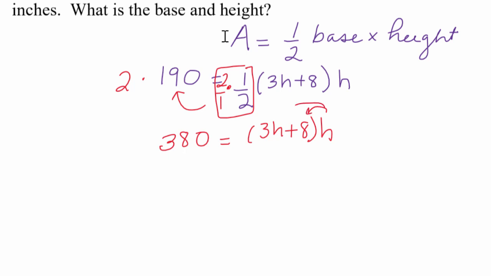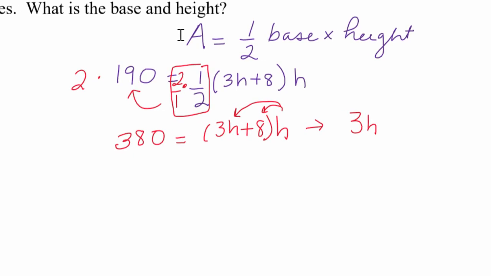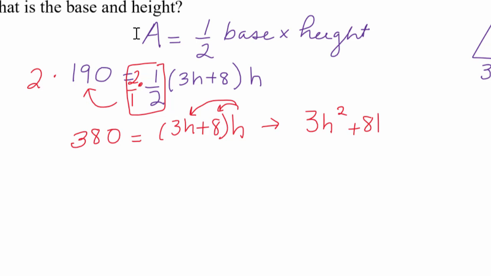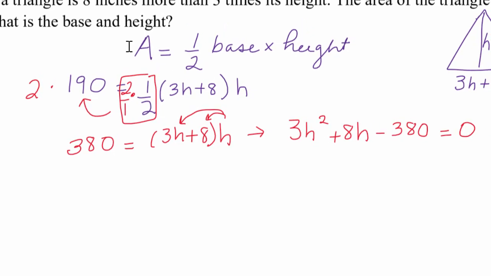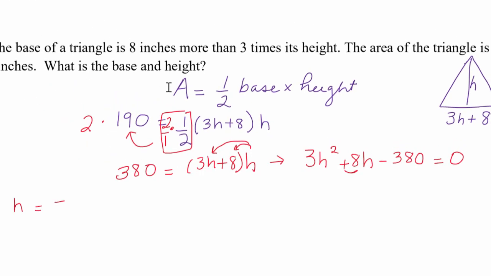Let's distribute the h. So 3h squared plus 8h, and then I'm going to subtract that 380, equals 0. All right, so now these are big numbers. Shall we do the quadratic formula? Let's do that. All right, so h equals the opposite of b, so b is your positive 8, right? So the opposite of b, plus or minus the square root of b squared, which is 8 squared, so that's 64, minus 4, and then 8 times c.